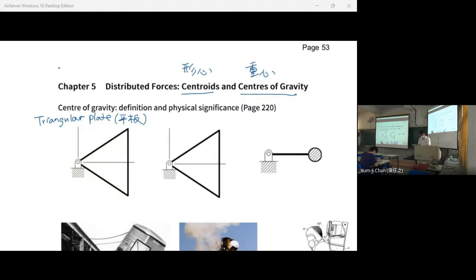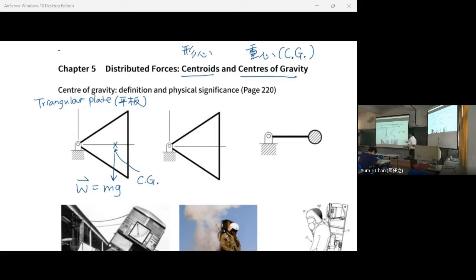So we say somewhere we have a CG, and CG is center of gravity. So we have an mg here. This is the weight of the plate, right? The weight of the plate here is mg. So it is located at the center of gravity, CG. So it will go in this way.